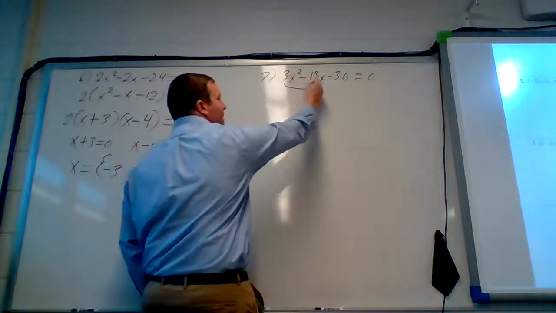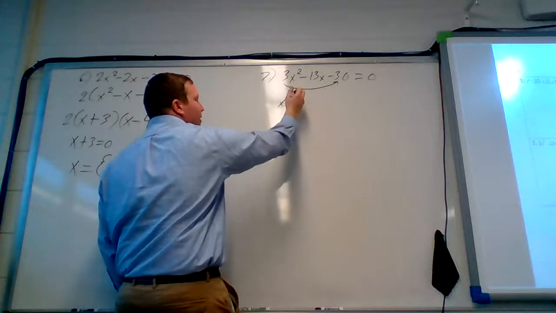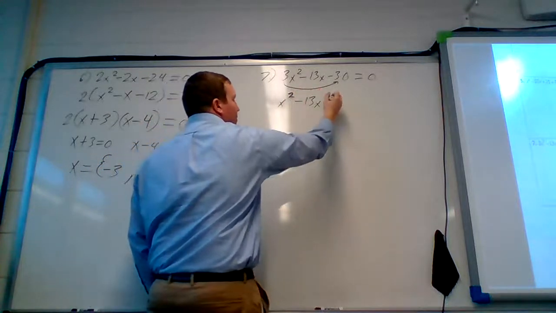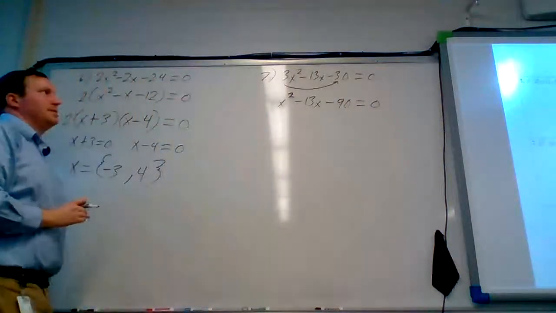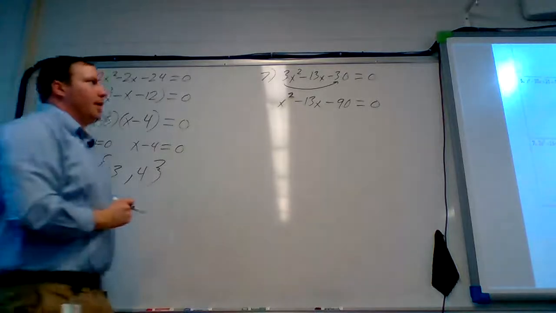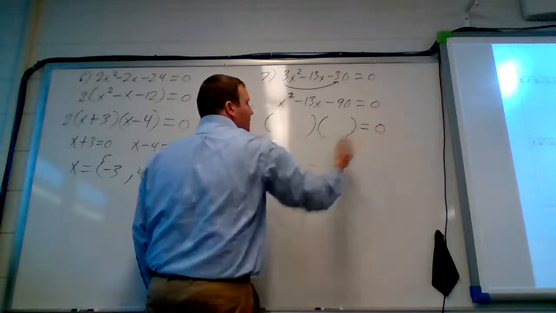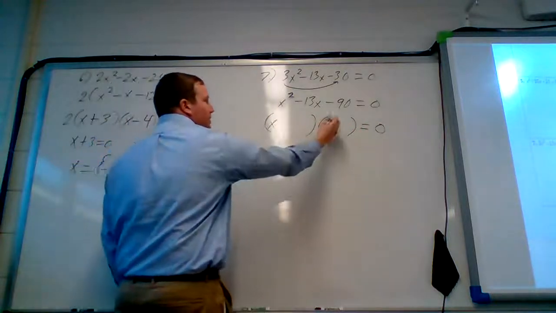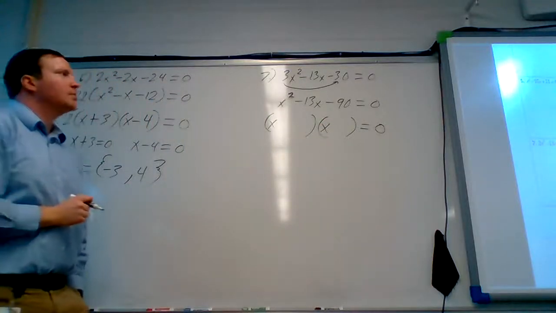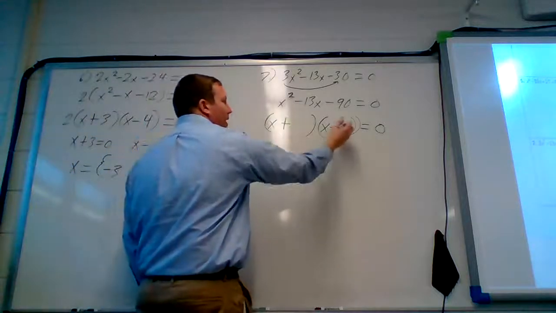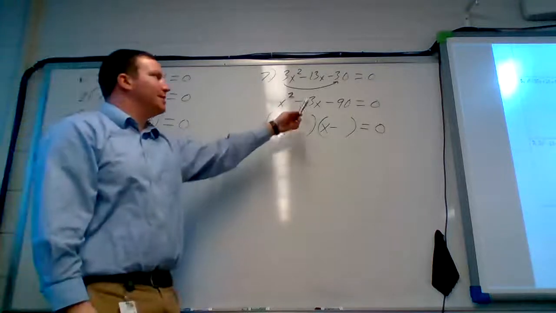So we're going to take our 3 and slide and multiply it by the 30. That's x squared minus 13x minus 90 equals 0. And then we need to factor that. So again, x and x. What are our signs going to be? Positive, negative. So we need two numbers that multiply to get 90 whose difference is 13.